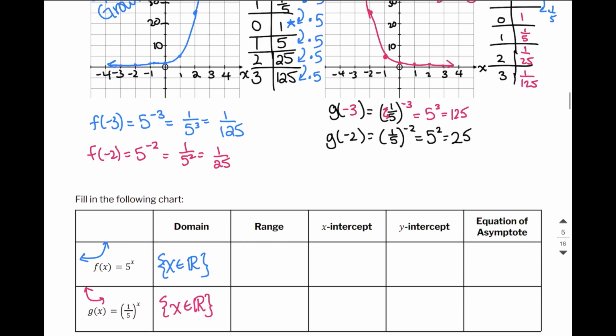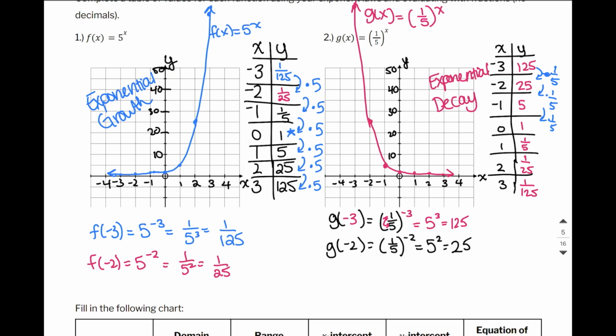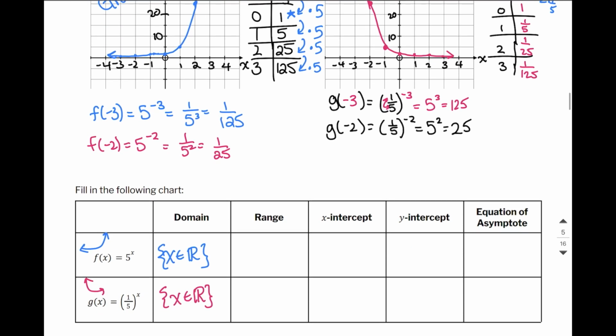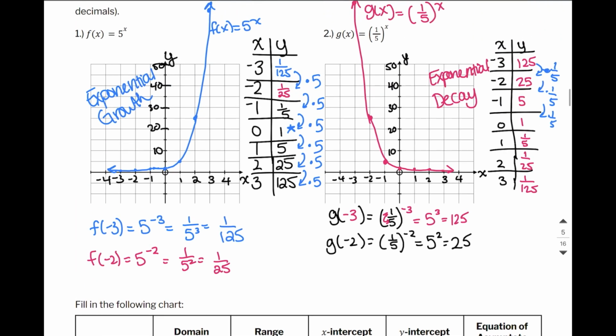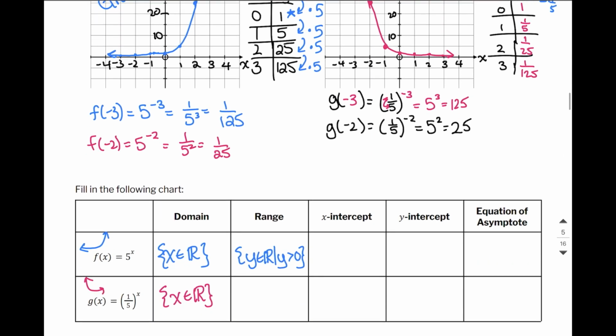However, our range is going to be a little bit different. So if you take a look at this right here, our range, anything can work as long as it's above the x-axis. So this means that we can never touch the number 0 or go below 0. And that should make sense to you, because what exponent can I put on 5 that's going to give me a negative number, or that's going to give me 0? It's not possible. So here our range is going to be y is an element of the reals such that y is greater than 0. And regardless of whether it's exponential growth or exponential decay, that's always going to be the case.